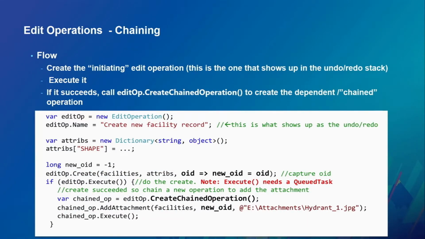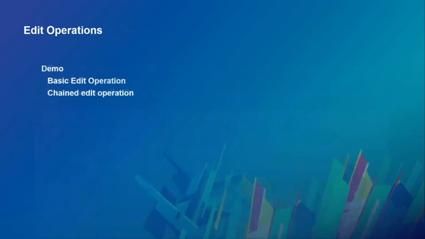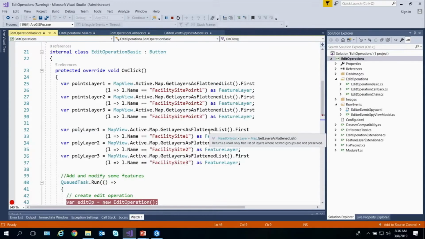So here I am again, here's my little code snippet with a flow. We create our initiating edit operation. We specify our methods. We execute it. If it succeeds, we call the create chained operation to create our second dependent operation, do our particular method, and then execute the chain. So let's see these particular instances within Visual Studio.